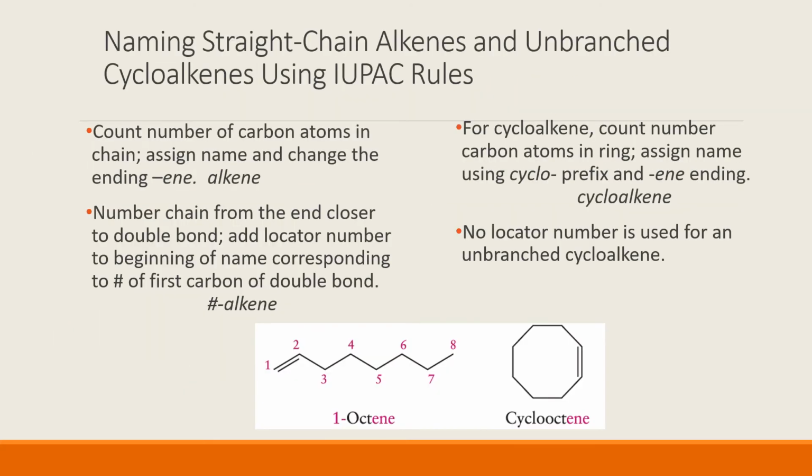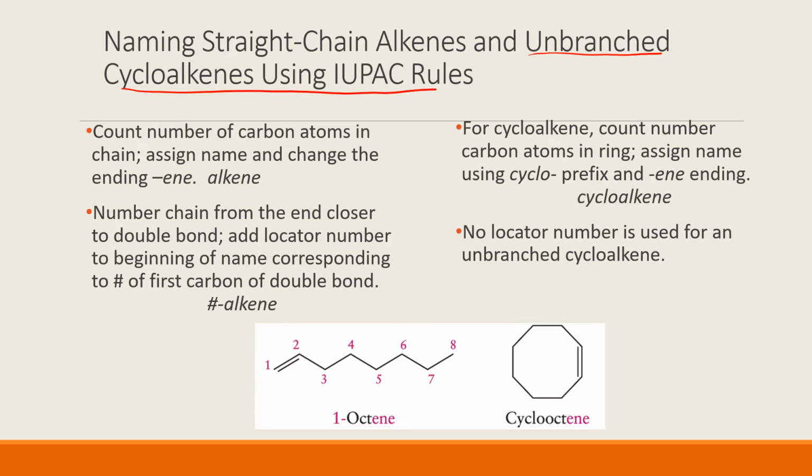The IUPAC rules for naming straight chain alkenes and unbranched cycloalkenes are similar to the rules for naming straight chain alkanes and cycloalkanes with some slight modifications. Let's learn about those modifications.